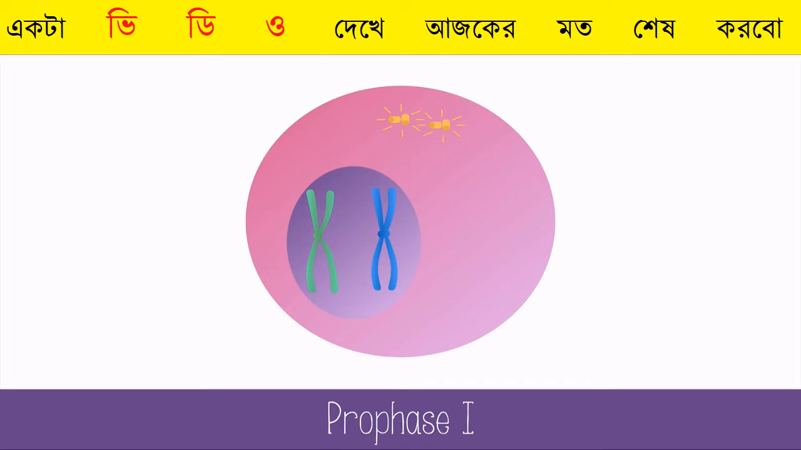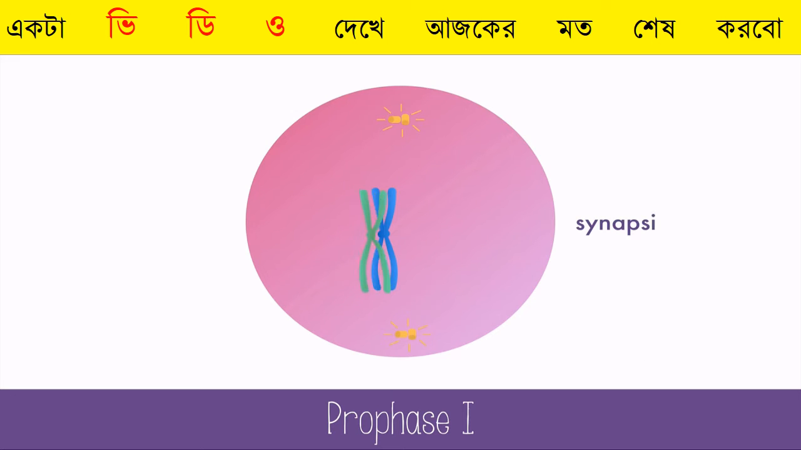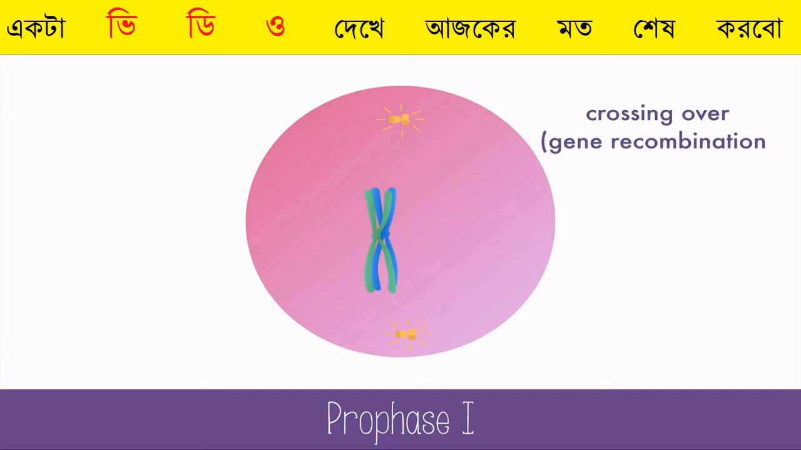During prophase 1, the nuclear membrane dissolves and the centrioles move to the poles. But something very strange happens with the homologous pairs of chromosomes. The duplicated homologous chromosomes are called a tetrad. And when the tetrad pairs up, it's called synapsis. Once they're paired up, they will recombine their genes by crossing over. The duplicated chromosomes are no longer identical, which creates variation and diversity in the final gametes.